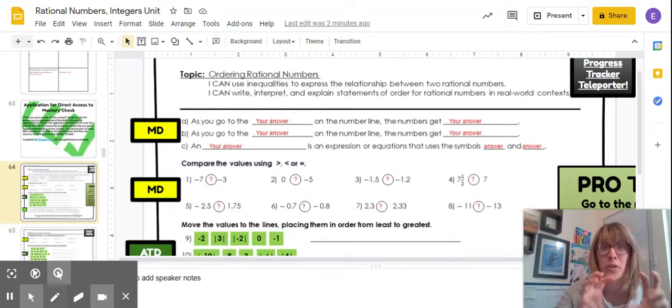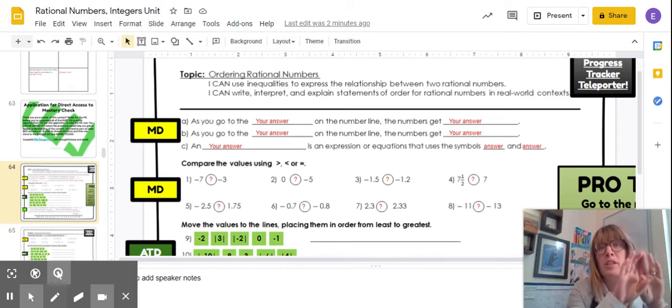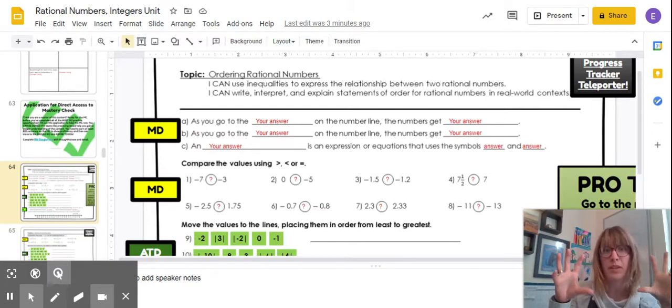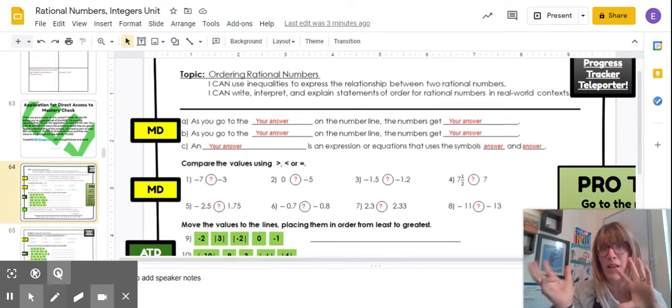All right, we're thinking about ordering numbers, and this time we're going to zoom out a little bit and we're going to be ordering rational numbers. As we order integers, right, integers are a more specific type of number. An integer can only be positive or negative, has to be a whole number, and zero. Whereas a rational number can include many more types of numbers, right? You can have decimals in there, you can have fractions in there, you can have all sorts of positive, negative.